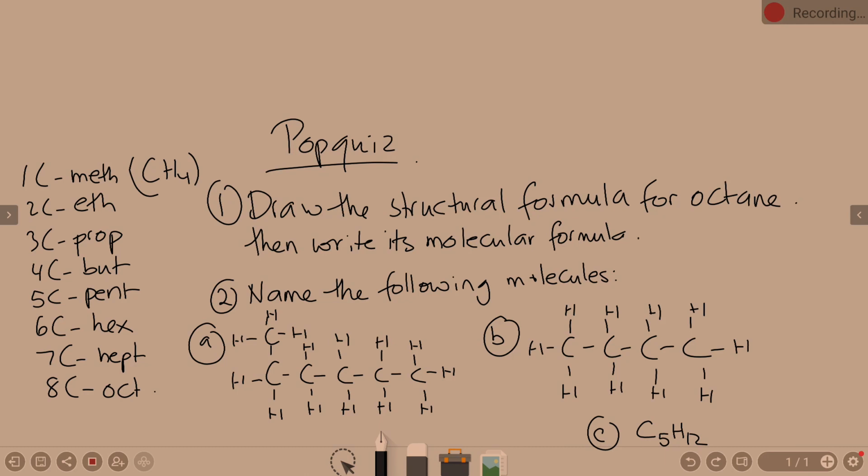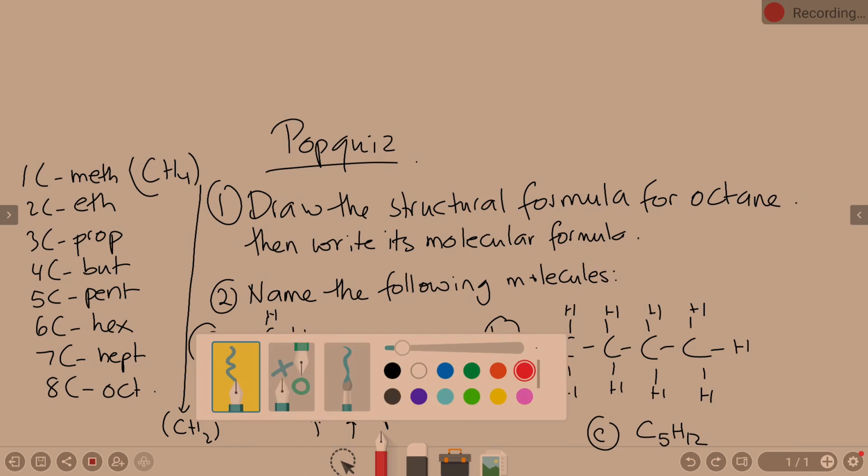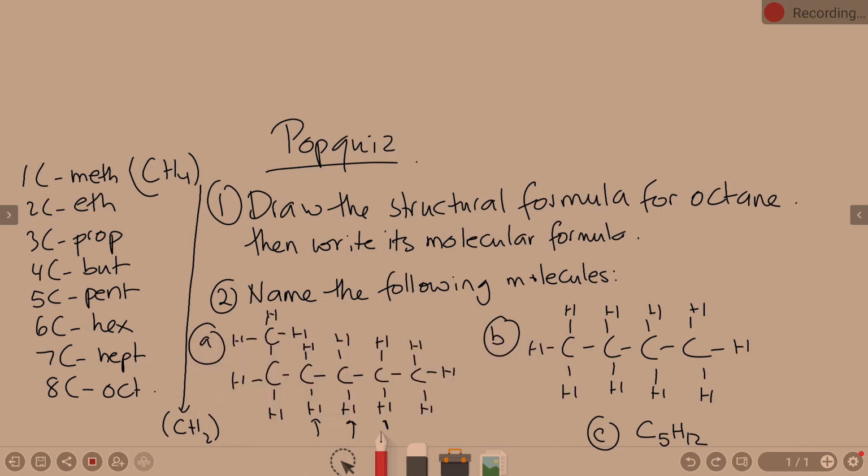So every time we're going down, we're going up by a factor of CH2. And that CH2 adds in the middle. The outer ones are going to be the CH3s for an alkane, and in the middle you're adding the extra CH2. Does that make sense? Alright, so let's answer these questions. Let's start off with the first one. It's asking you to draw the structural formula for octane.